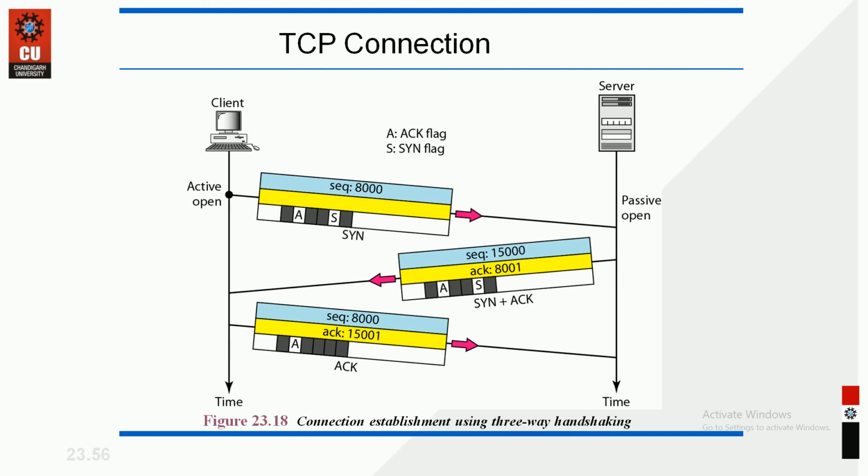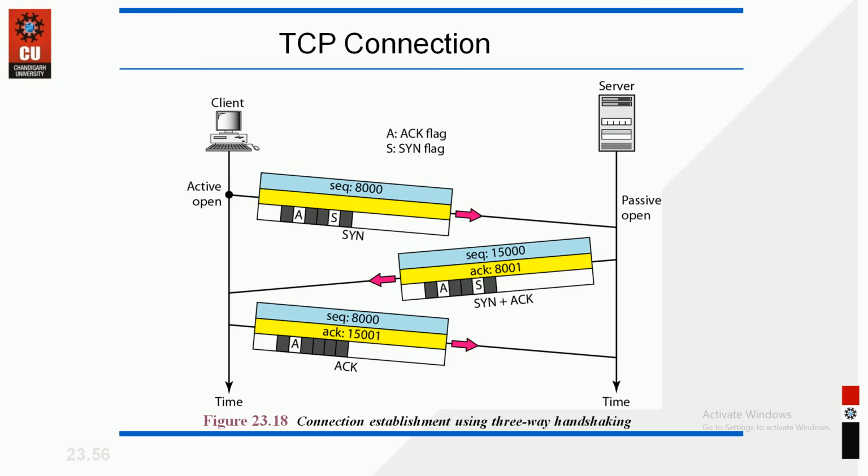The server replies with the sequence number 15000, meaning I need to send the packet starting from 15000, and acknowledgement 8001. That means you have sent me the packet 8000, I have received it, now send me the packet starting from 8001. And SYN plus acknowledgement means the value of the S field is 1 and the value of the A field is 1. Now the client sends the acknowledgement, I have received your data, and then the connection is established, with sequence number 8000. This time it sent the sequence number 15000, so which acknowledgement number will it generate? 15001. So I hope you understand.